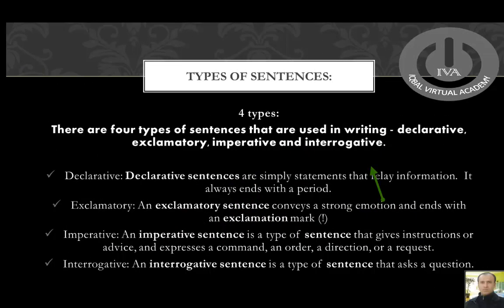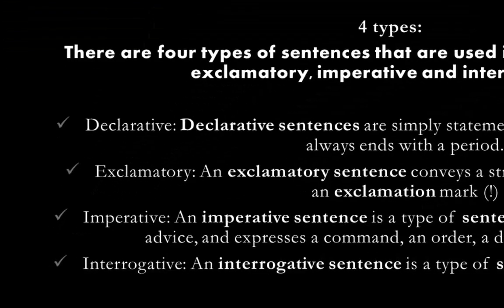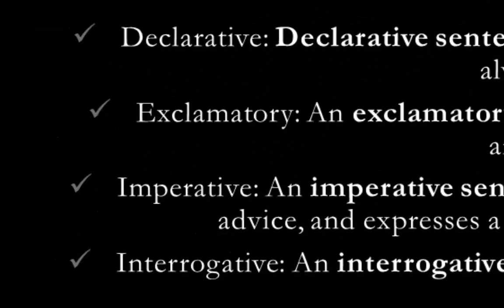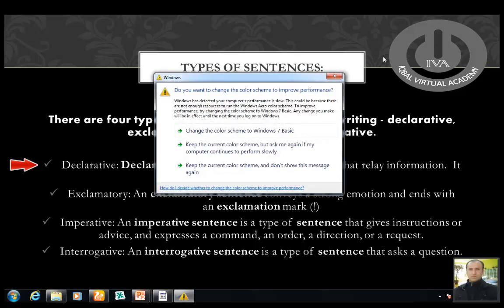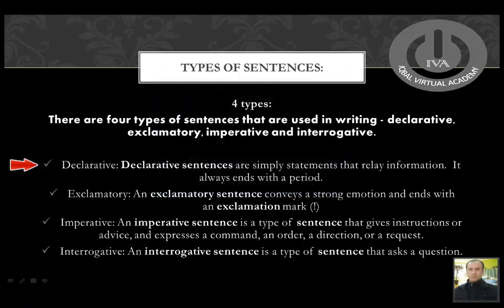Now, what are the types of sentences? There are four common and basic types of sentences, which are as follows: declarative, exclamatory, imperative, and interrogative sentence. First of all, what is a declarative sentence? Declarative sentences are simply statements that rely on information. It always ends with a period. For example, as the first sentence, Ali is playing with the football. So it was an example of a declarative sentence and it ends with a period.